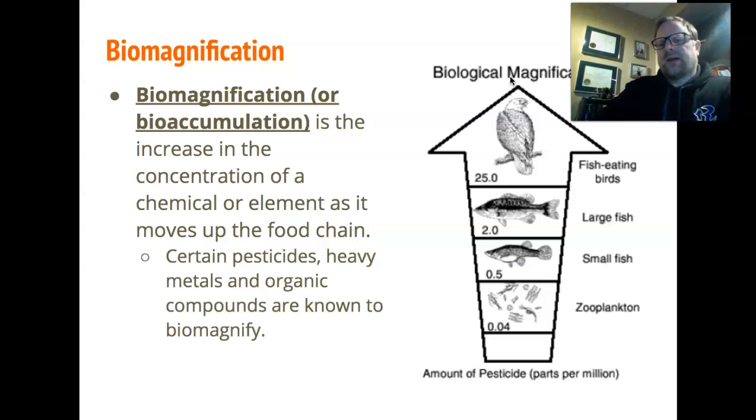And these pesticides or chemicals can be things like simple pesticides that we'd use in our fields or to control insects, or it could be heavy metals or other organic compounds, and they can all biomagnify in an ecosystem. So that's a really important concept to have a look at, and that's biomagnification.